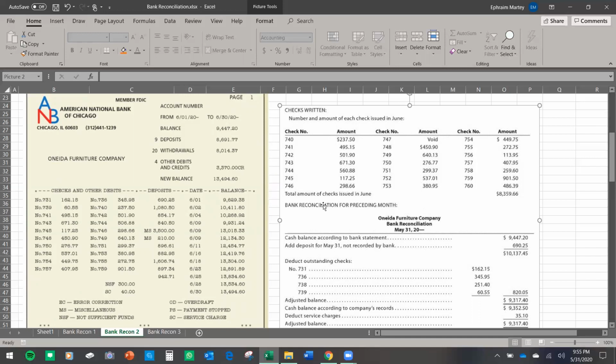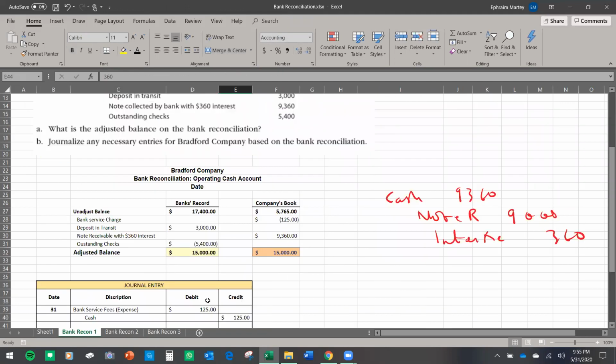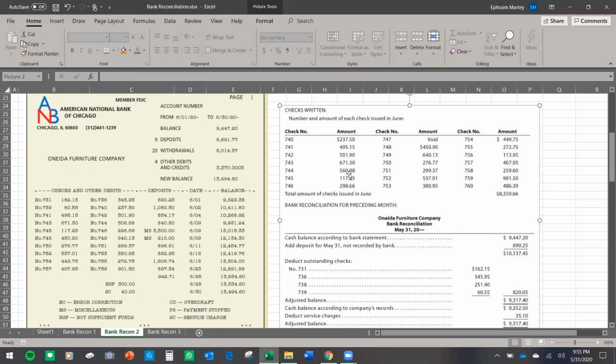Now let's look for check number 744. Where is it? Yeah, right here. Okay, check number 744 is 506.88. We have 560.88. So there is a mistake. What happened? Books say we cashed out 560.88, but the bank says we cashed out 506.88. Remember what I told you earlier? The company is more likely to make a mistake than the bank.